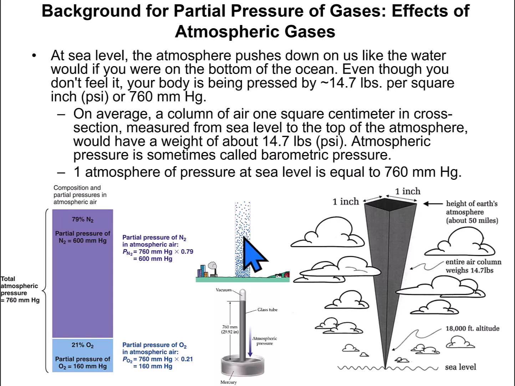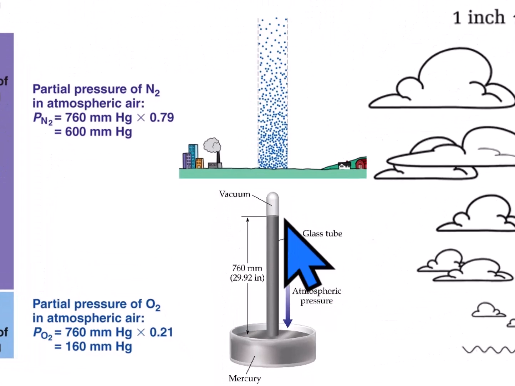On average, a column of air that's 1 square centimeter in cross section or 1 square inch in cross section, depending on the source, measured from sea level to the top of the atmosphere, would have a weight of about 14.7 pounds per square inch. Atmospheric pressure is also called barometric pressure. What's going to happen with a barometer is that the atmosphere pushes down on the mercury here, which pushes up on the column, which is 760 millimeters of mercury high, which is 76 centimeters high. That's showing how much pressure the atmosphere is pushing down to push the column of mercury up.